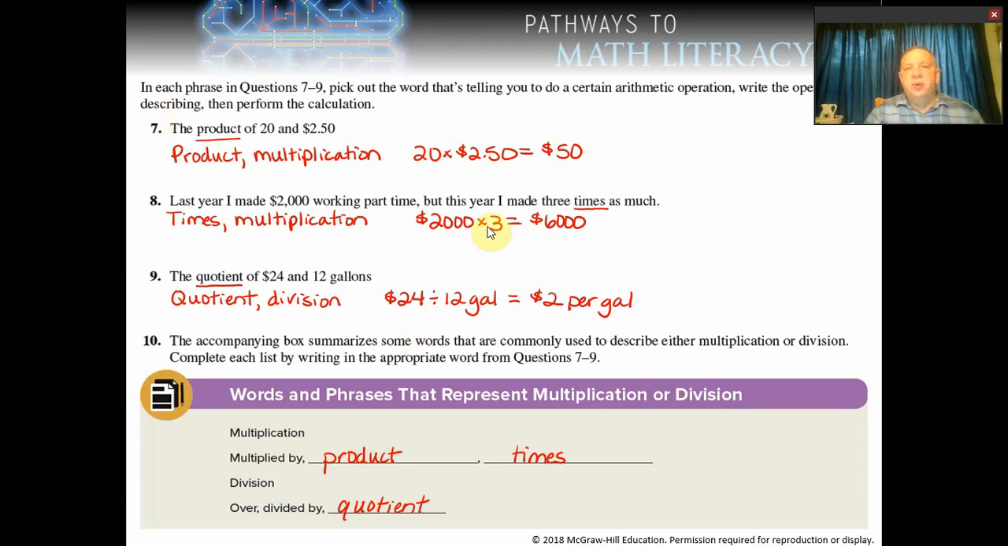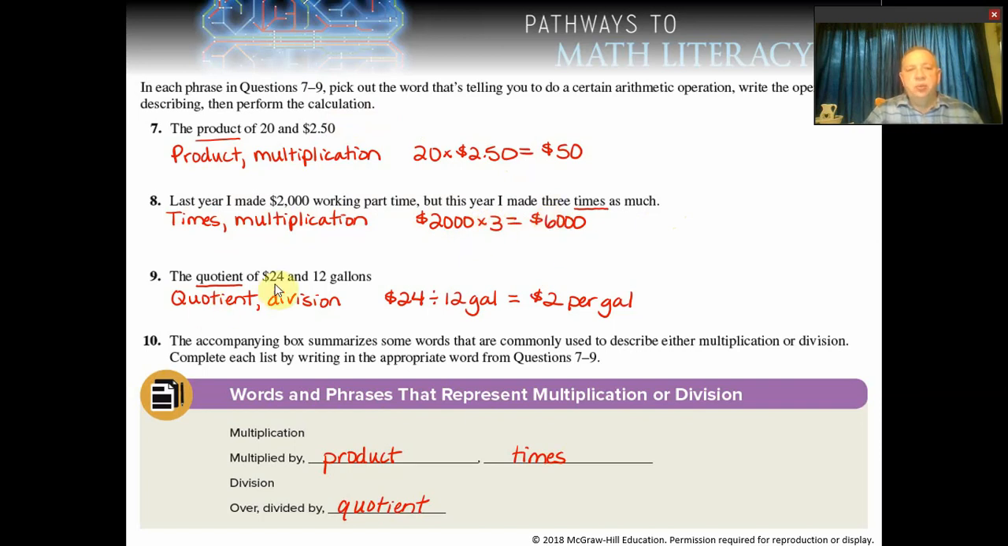So we're going to get these a lot in word problems. They're just descriptive phrases. You just have to pick out what they mean. The product of 20 and 250. So if I want to know what the product of 20 and 250 was, I'm going to be doing the multiplication. So product is the same thing as multiplying 20 times 250. That would be 5,000. Last year I made $2,000 working part-time, but this year I made 3 times as much. So times is multiplication again, another word for multiplication. 2,000 times 3, that would be $6,000.